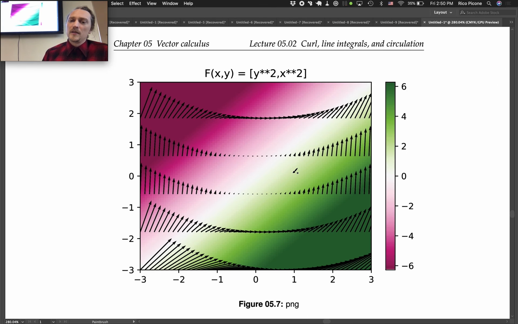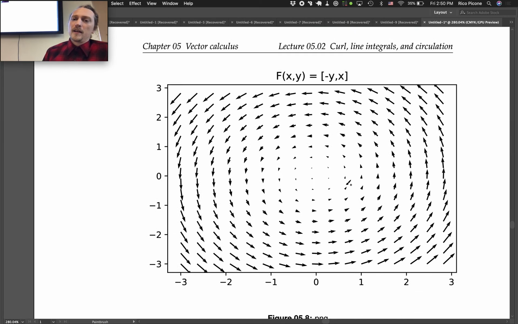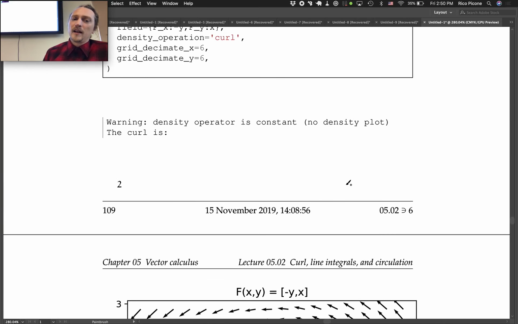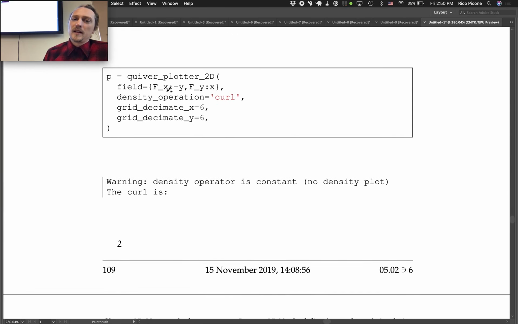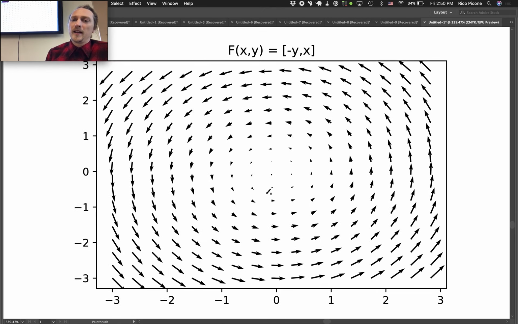So that's our x squared, y squared vector field. And you see that you have increasing vorticity, increasing curl as you go out from that y equals x band. Okay. Now let's look at one that's just f. The x component is negative y, and the y component is x. Okay, so this is a rotational field, right? So we look at the vector field plot, and it's rotational.